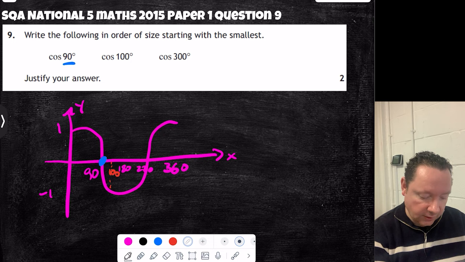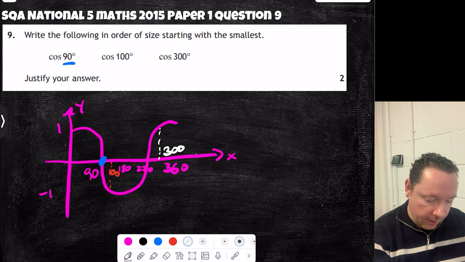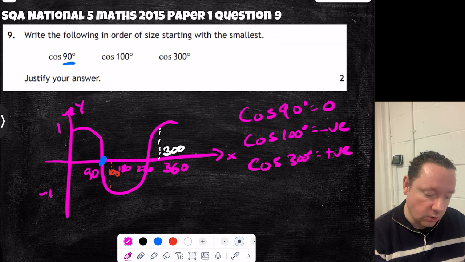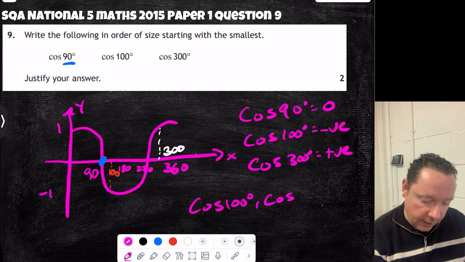So essentially, we're saying that the cos of 90 is equal to 0. The cos of 100, we don't know its exact value, but it's definitely negative. And the cos of 300, we don't know its exact value, but it's obviously positive. So that means that in order of size from smallest to biggest, cos 100 comes first, because that's negative, then cos 90, because that's 0, and then cos 300, and we're done there.